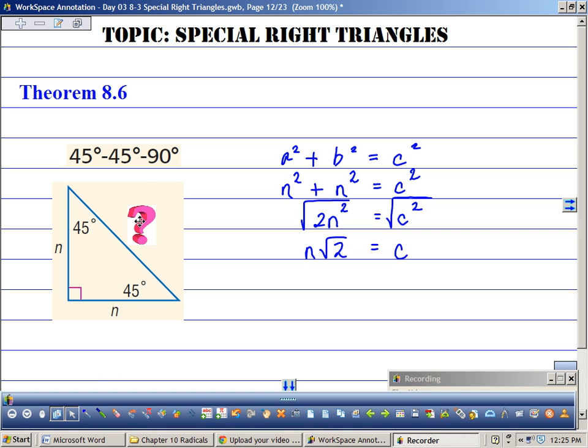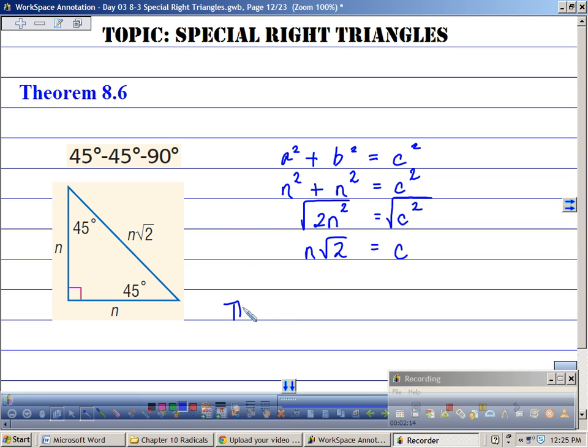So in fact, whenever you have two sides of a right triangle that are the same, I know that the hypotenuse is larger by root 2.